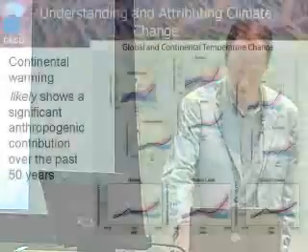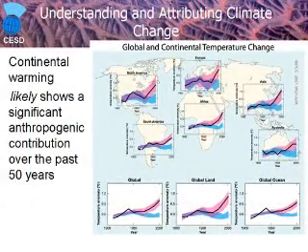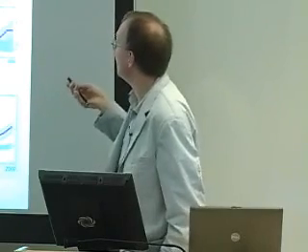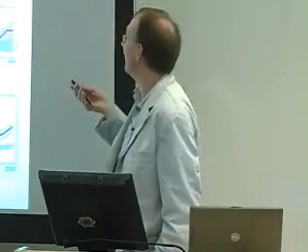If you just put natural stuff in, you don't do a good job of reproducing what happened. And this shows this for various continents, different models, and the story is pretty much the same. In these continental scale regions, you need human influences, human contributions, human drivers to explain what's happened. And so that's why the last IPCC result said it was likely that there was a significant anthropogenic contribution over the last 50 years.